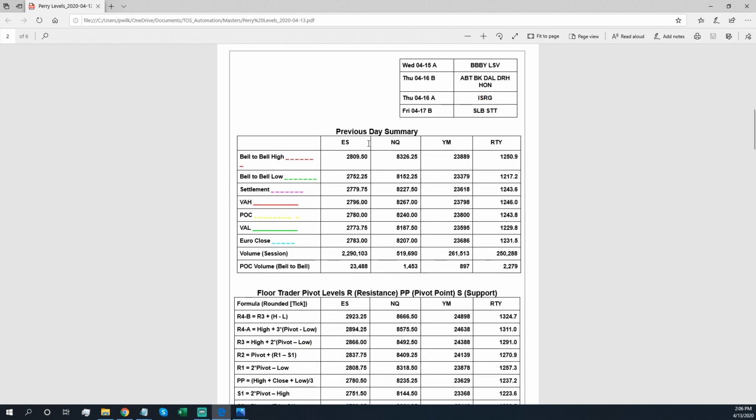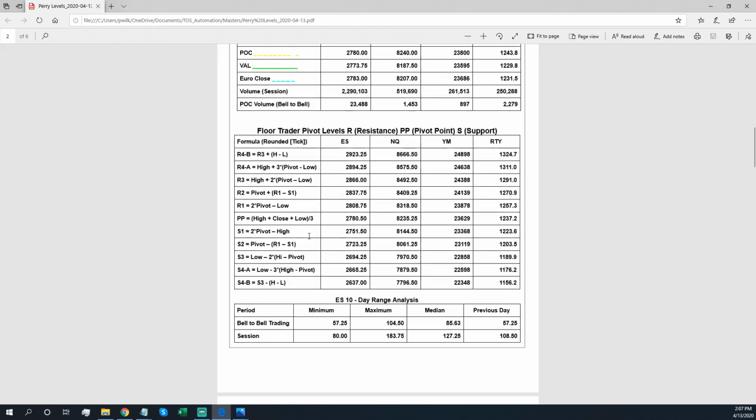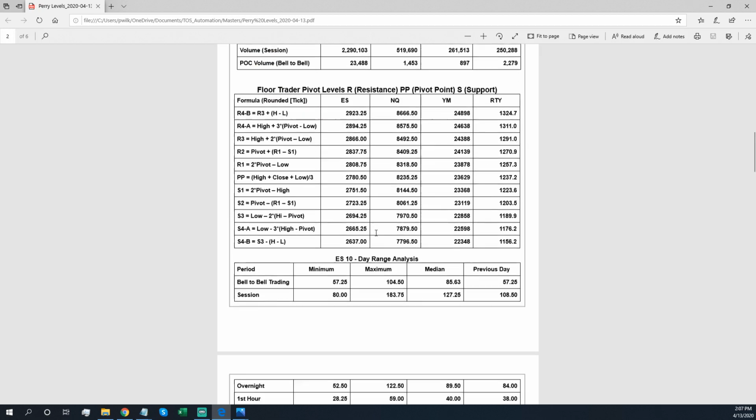We have a previous day's summary, right? I'm giving you the bell-to-bell point of control volume. So as you watch this, you can weigh then yourself what you think about that point of control. Is it big? Is it small? Is it important? Is it something you should neglect? Right? Then you can go through here and read these yourself, but lots of different milestones that we're watching, and then we have the floor trader pivots, what they're going to be for the day for each of the indexes.